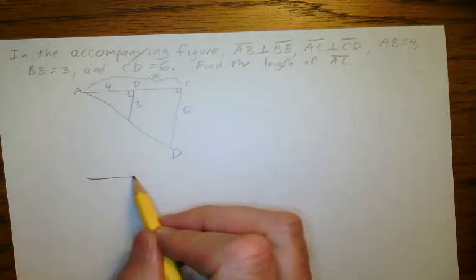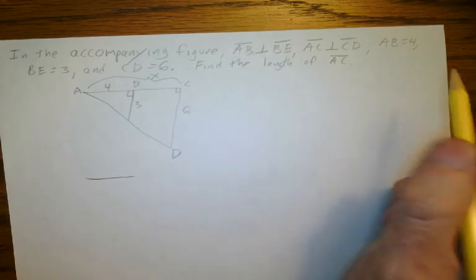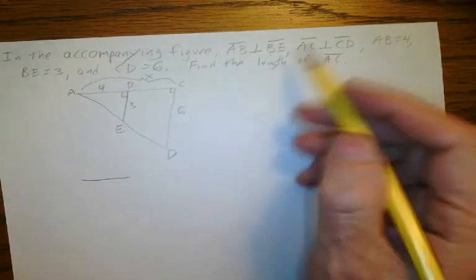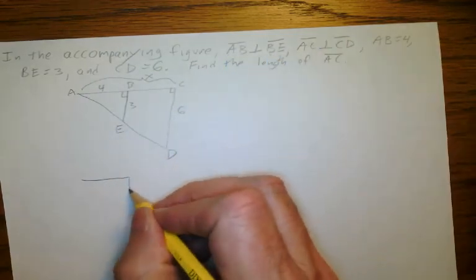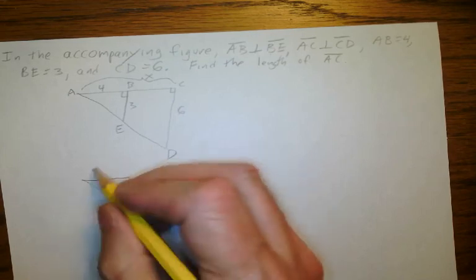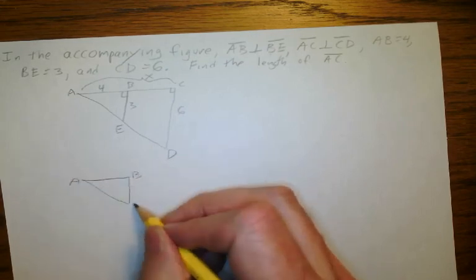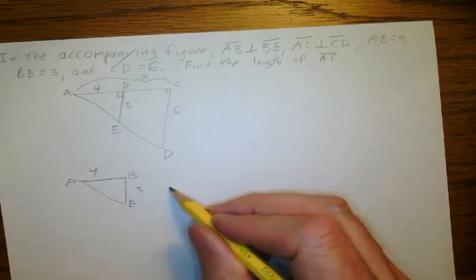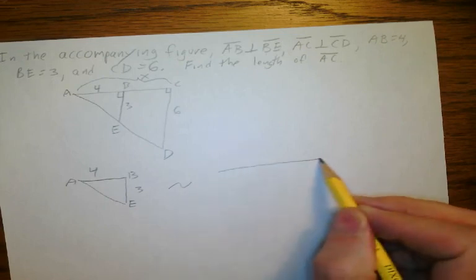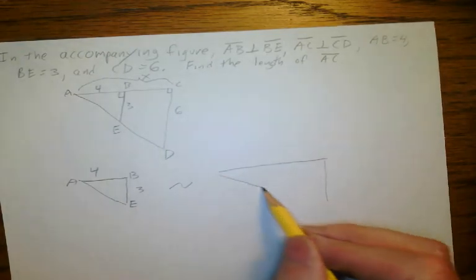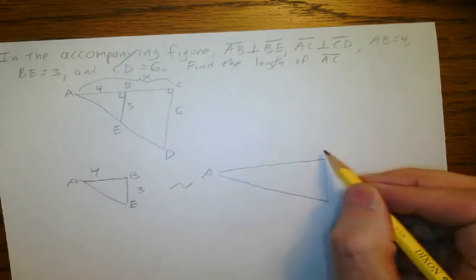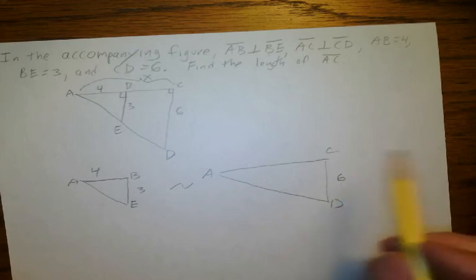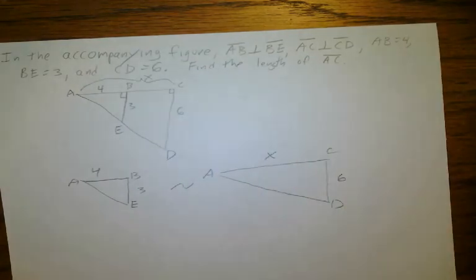So our first step is always the same. This is my E. I left off a couple of letters. AB perpendicular to BE. So we're going to have triangle ABE. This side is 4, this side is 3. And then that's going to be similar to our big triangle ACD. Here we have CD is 6. And AC, which is what we're trying to find, is X.